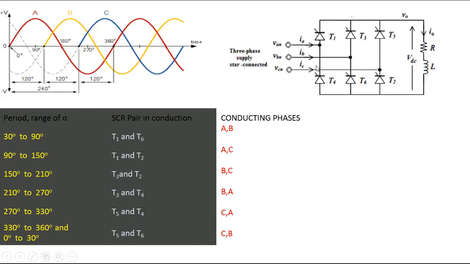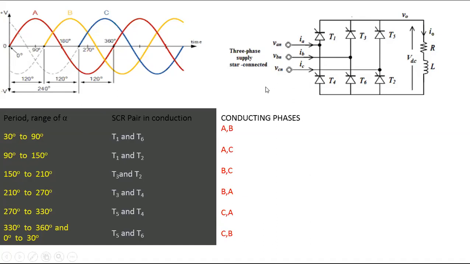In three-phase converters, each SCR will conduct for 60 degrees. Therefore, the angle between each SCR will be 60 degrees. Each SCR will be fired for a 60 degree interval. That's why you can see in the tabular column 30 to 90, 90 to 180, 180 to 210. So what is this explanation? We will see here.